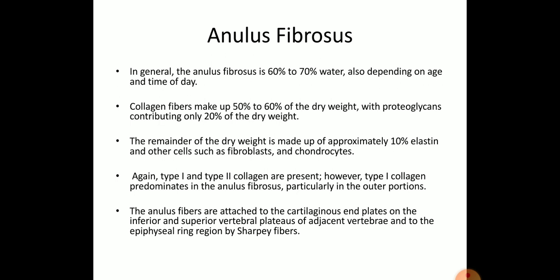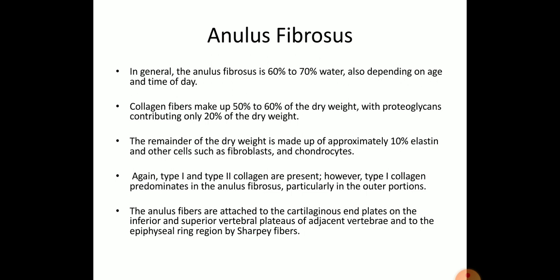Collagen fibers make up 50 to 60% of dry weight, with proteoglycans contributing only 20% of this dry weight. As we said, in the nucleus pulposus the amount of collagen fibers is much less compared with the annulus fibrosus. So when it comes to the annulus fibrosus, the amount of collagen increases: almost 50 to 60% of dry weight is composed of collagen, and there is a reduction in proteoglycans, so only about 20% of dry weight is composed of proteoglycans.